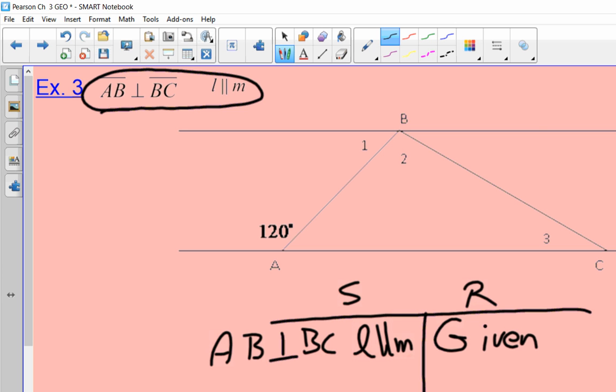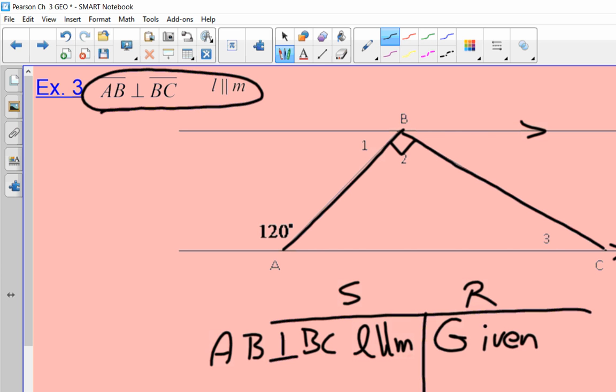Okay, line L is parallel to line M. So I'm going to draw that. Line AB is perpendicular to line BC. So AB, this one right here, is perpendicular to BC. So I'm going to show that that's right. Okay.